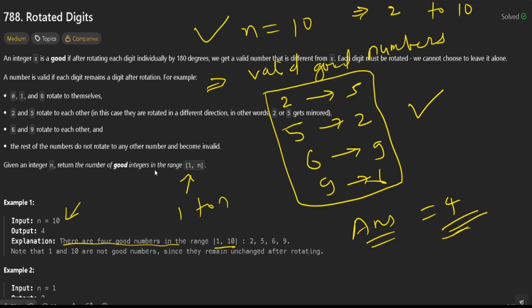These are the things you have to understand. You cannot include 1 and 10. These are not good numbers, because they remain unchanged after rotation. 0, 1, 8 rotate to themselves, so we should not count them in the valid range. So this is the key to the solution of this problem.